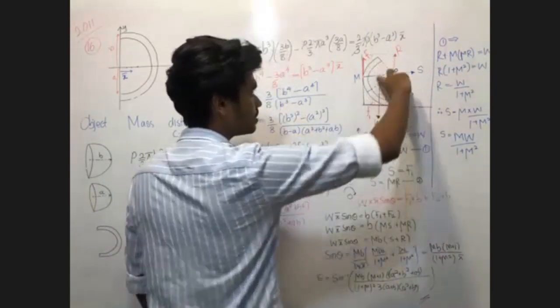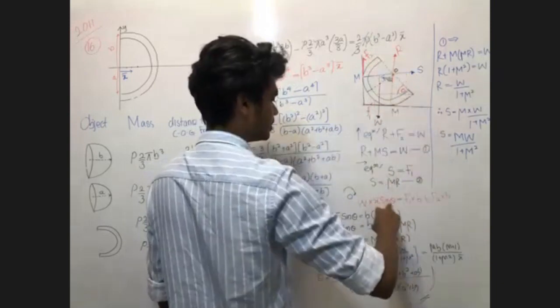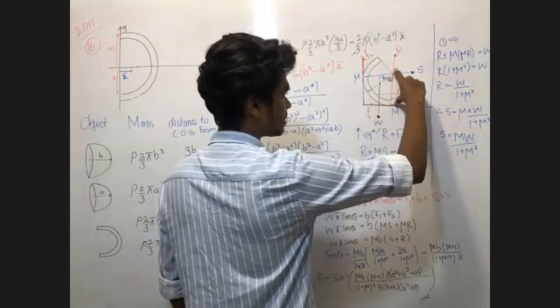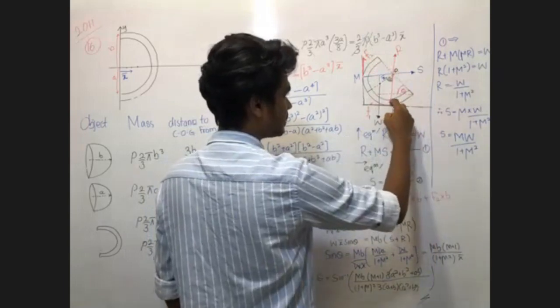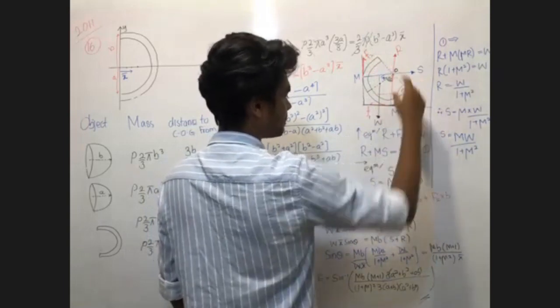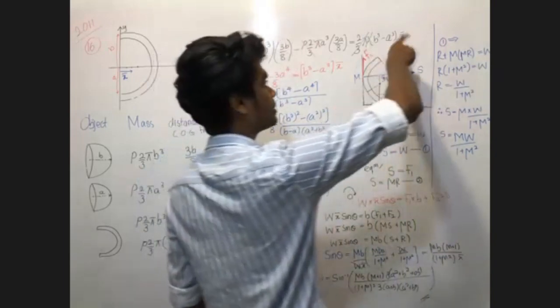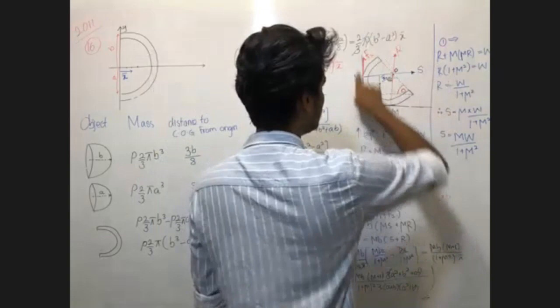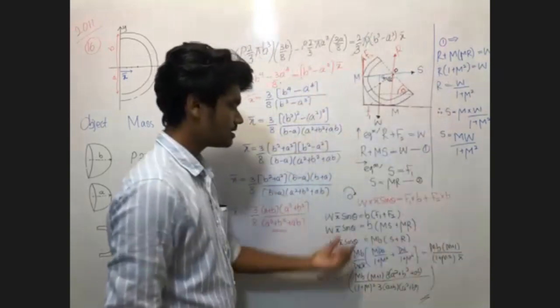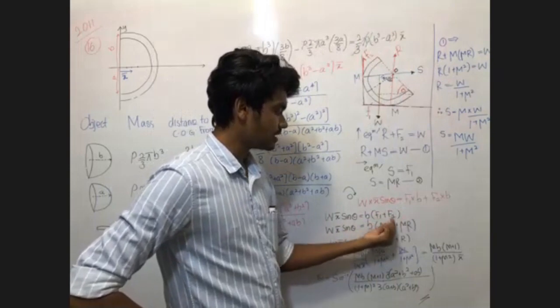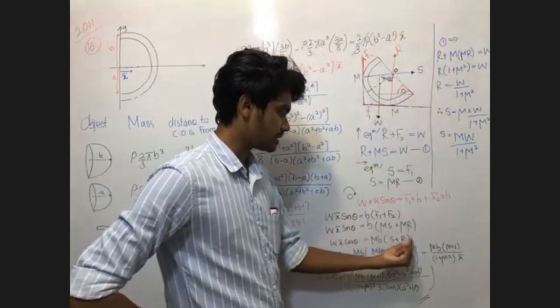Now, W with perpendicular distance x bar sin theta equals F1 with perpendicular distance b, plus F2 with perpendicular distance b. Moment plus F2 b, that is b times F1 plus F2. F1 is mu S, F2 is mu R, so mu b times S plus R.